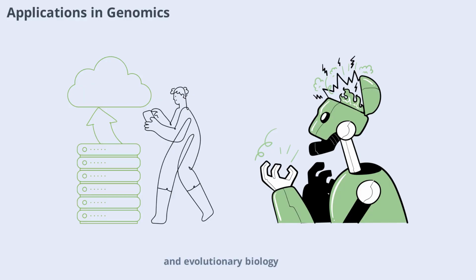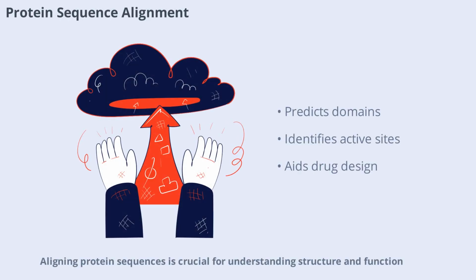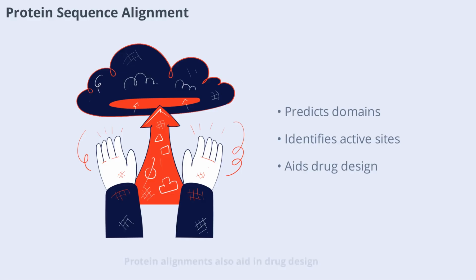Aligning protein sequences is crucial for understanding structure and function. By comparing proteins, scientists can predict functional domains, identify active sites, and infer evolutionary relationships. Protein alignments also aid in drug design as they reveal conserved regions that may serve as drug targets. Substitution matrices like BLOSUM are especially important in protein alignment.